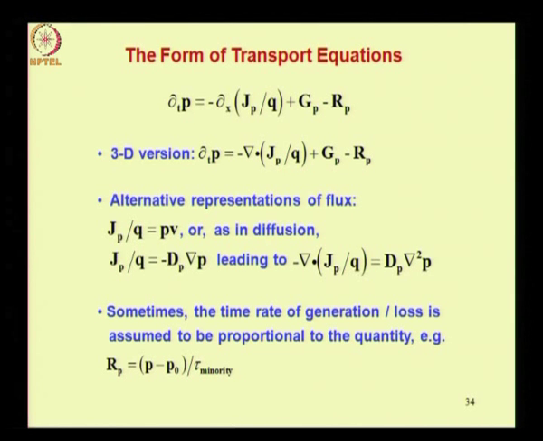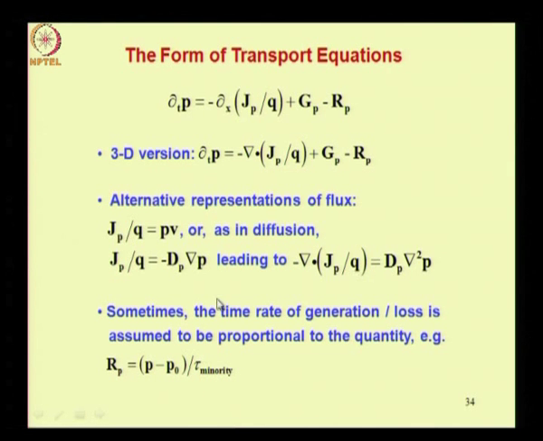Now sometimes the time rate of generation or loss is assumed to be proportional to the quantity. So this term here, Rp, for example, from the first level course you would know it is written as P minus P naught by minority carrier lifetime. So you can generalize it by saying it is equal to this quantity P, in general, this quantity minus a reference quantity by a time constant.